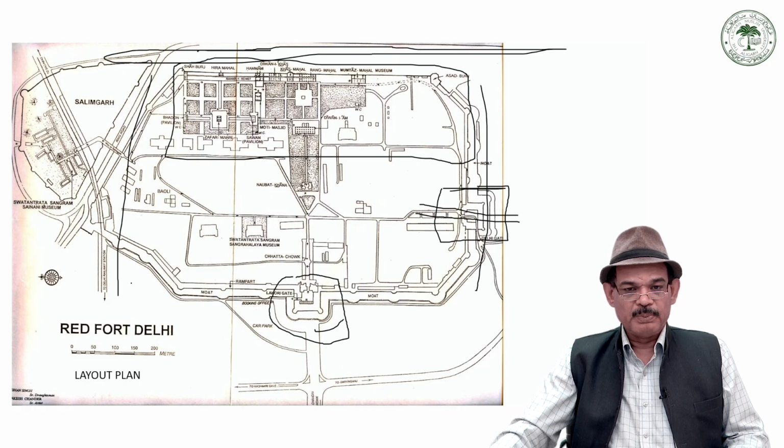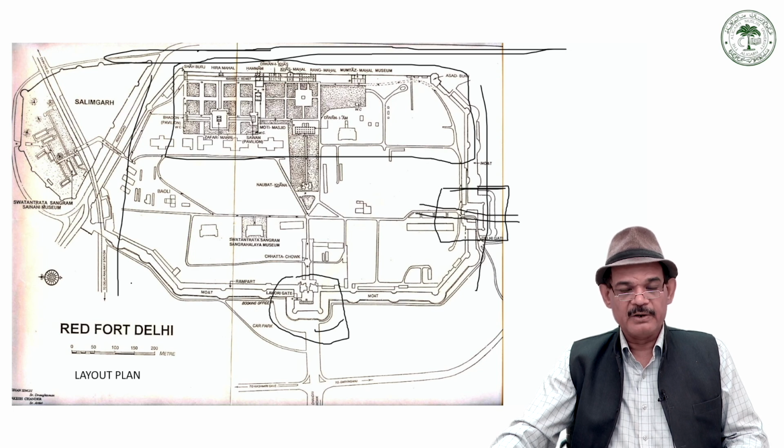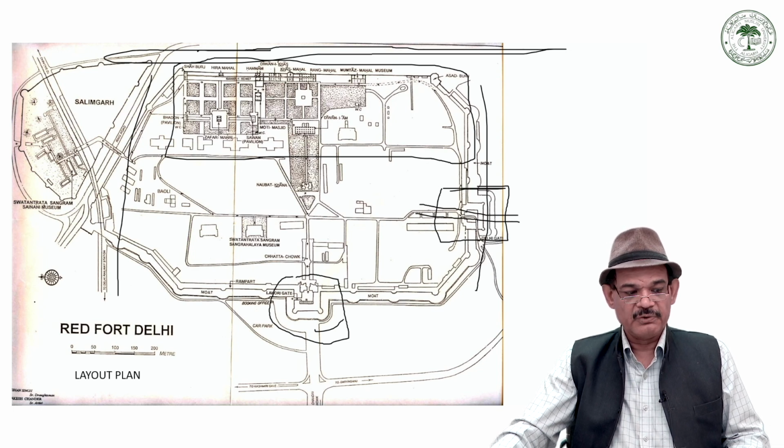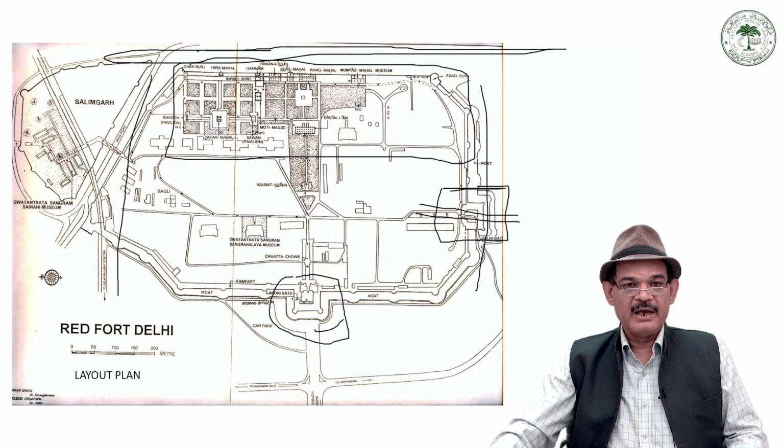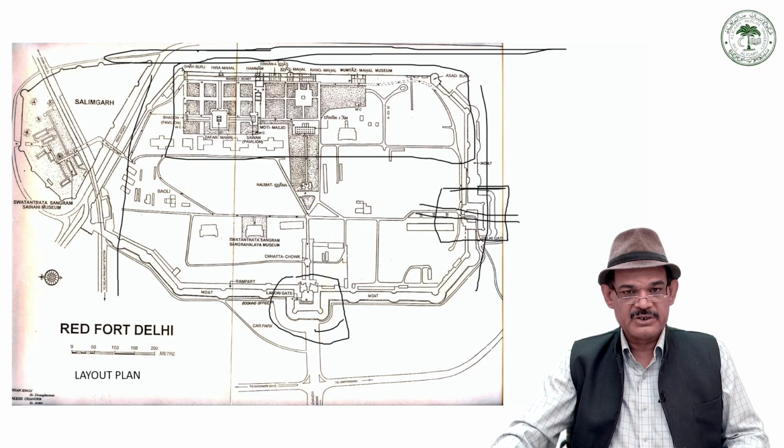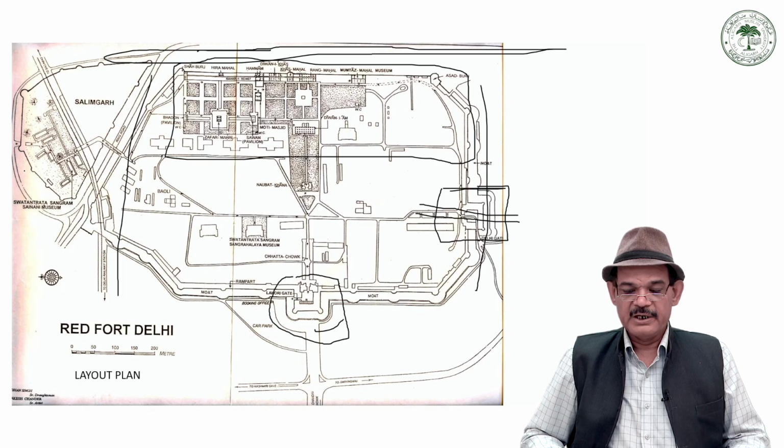The whole fort, the whole of Shahjahanabad, was earlier occupied by different buildings, but during the revolt of 1857, a number of buildings in other parts were demolished by the British. Still, we have buildings that can be studied, and from this study we can easily assess what type of architecture was employed in the construction of the Red Fort at Delhi.